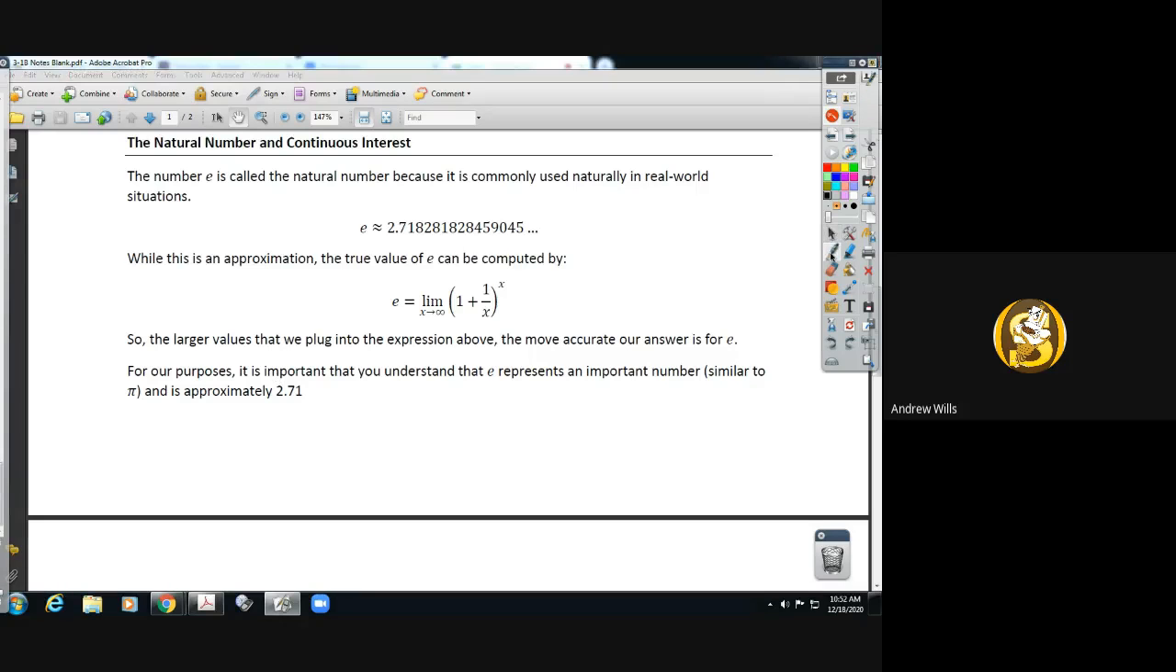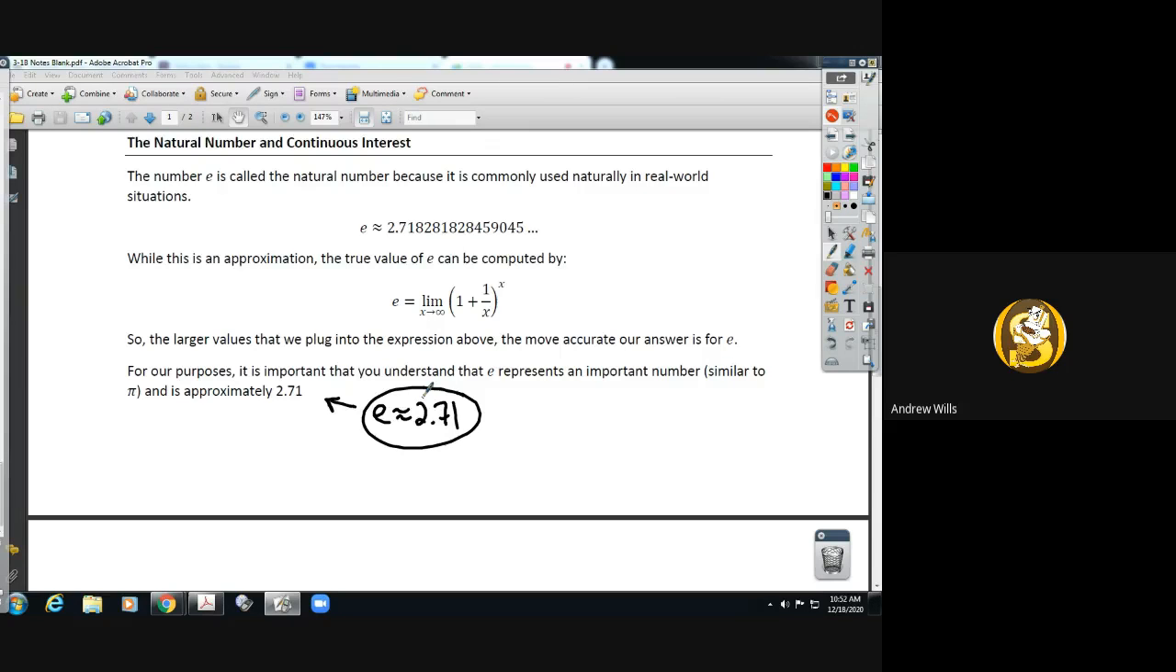Now, that being said, human tools don't need to be all that accurate. It's the same thing as pi. You don't need to know pi to 200 digits to get an accurate measurement. So in this class, we will be using the approximation E is about 2.71. However, it's worth noting that your calculator has E built in.